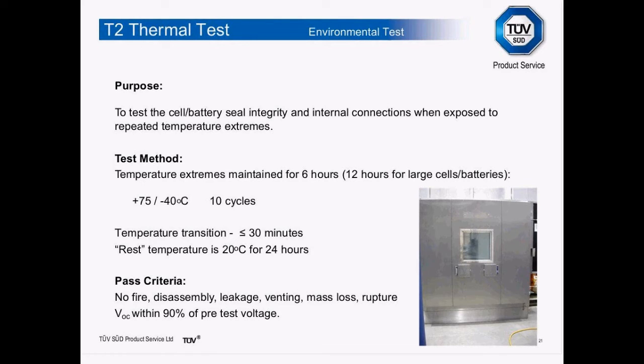And basically, this is done 10 times. And then it's left at room temperature for 24 hours before the pass criteria is evaluated. So again, no fire, disassembly, leakage, venting, mass loss or rupture must occur. And again, the open circuit voltage must be within 90% of the pre-test voltage.